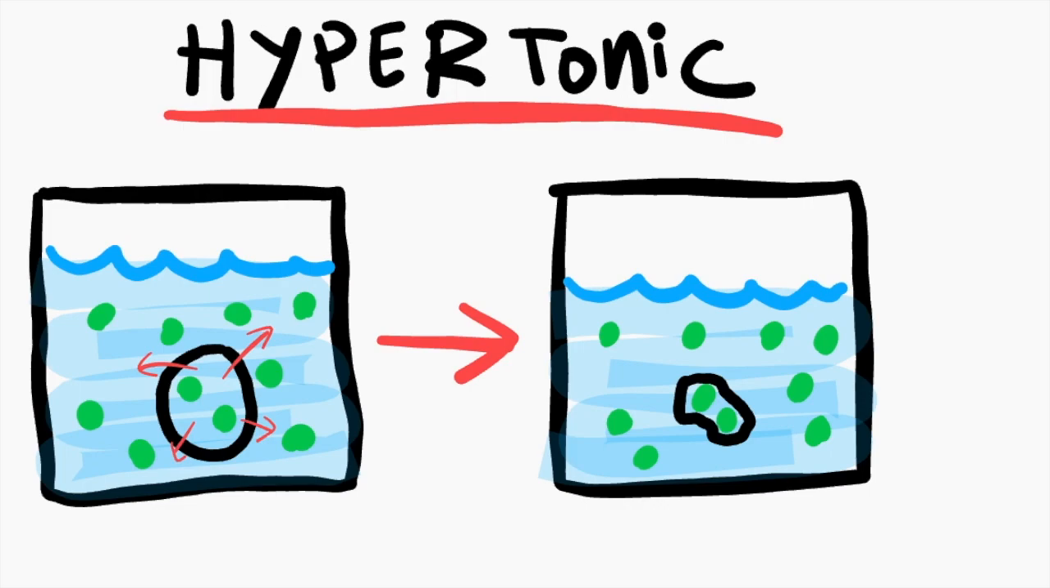If a red blood cell were to be placed in a hypertonic solution, water from the inside of that cell would seep out towards the higher concentration of solutes outside. We are referring to the solution that surrounds the cell once more.